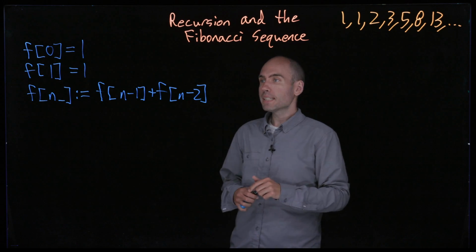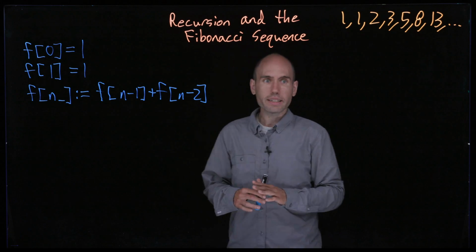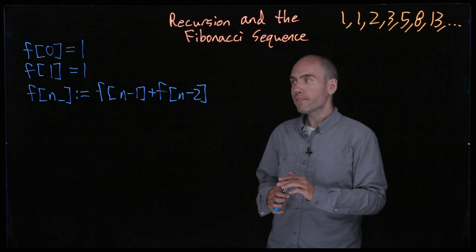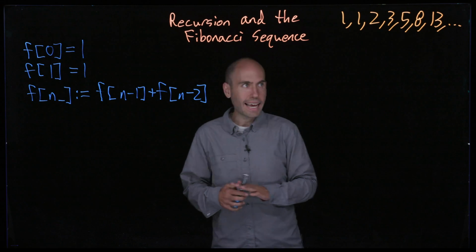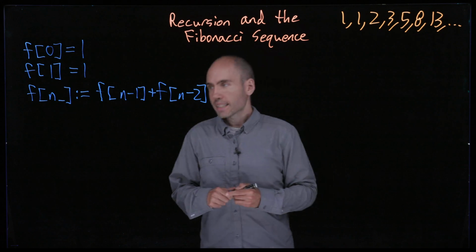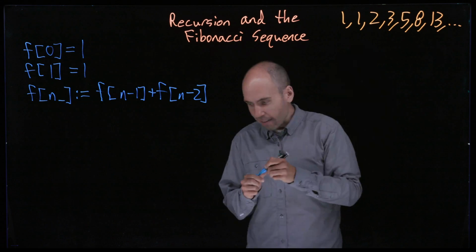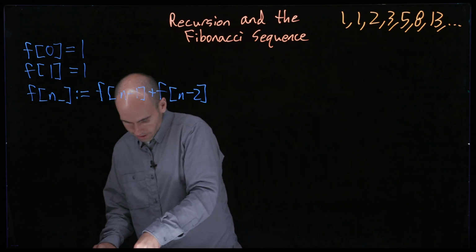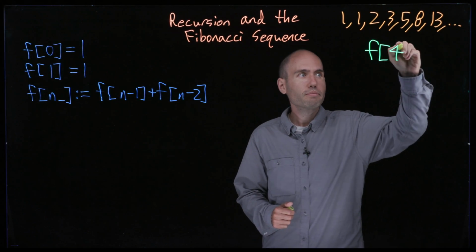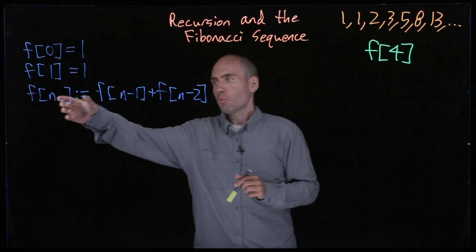But if you try to type this into Mathematica and then you try to evaluate, for example, f of 30, you're going to see that it takes maybe 2 seconds. And if you try to do f of 50, then your computer is not going to be able to handle it. And so let me try to tell you why that's the case. So for example, let's talk about what happens if we evaluate f bracket 4. So say I write f bracket 4. I ask Mathematica to evaluate this. Then what does it do?